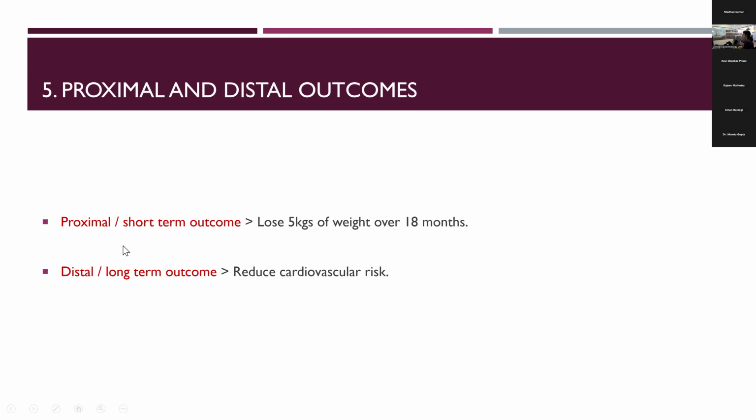Then proximal and distal outcomes. This is sort of intuitive. So proximal outcomes are, if the outcome that you are looking for is loss of 5 kilos of weight in 8 months. Distal outcome, so usually adaptive interventions are motivated by some long-term distal outcome, which is why you are doing such an intensive trial. So probably like in this example, obesity and diabetes, giving semaglutide and diet can help to reduce their cardiovascular risk. So that would be your distal outcome.